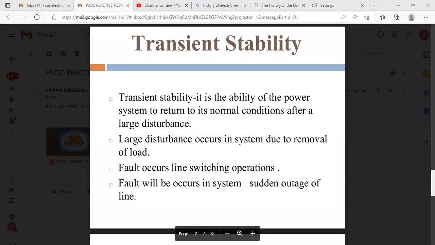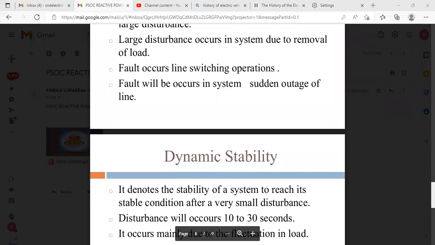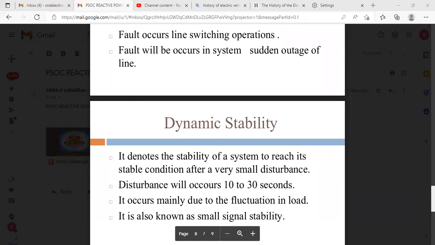After discussing the transient stability, the next part is dynamic stability. Dynamic stability reaches a condition after a very small disturbance, and the disturbance will occur for 10 to 30 seconds. This disturbance will be of very short time. It's mainly due to different types of reasons, such as fluctuations in load, and it varies according to the load. It will be a very short time, 10 to 30 seconds, and the system will be disturbed.